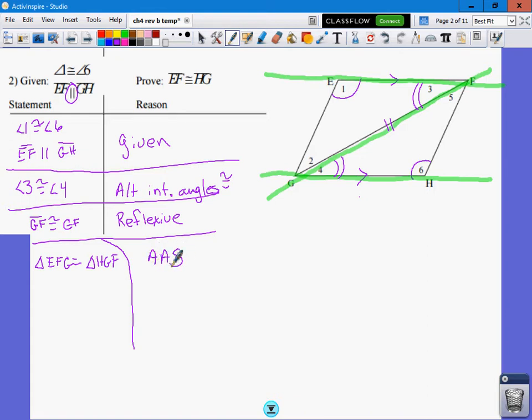by angle, angle, side. And then last but not least, what they asked me to prove, that segment EF would be congruent to segment HG. And again, if I look at my congruence statement, I can see that EF and HG were corresponding parts, so I can use CPCTC.